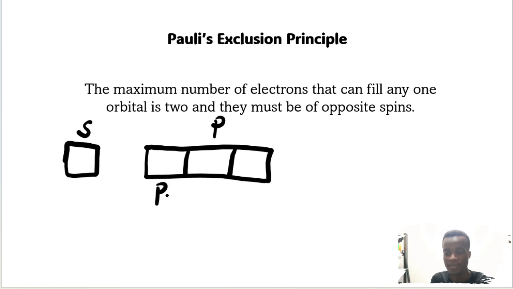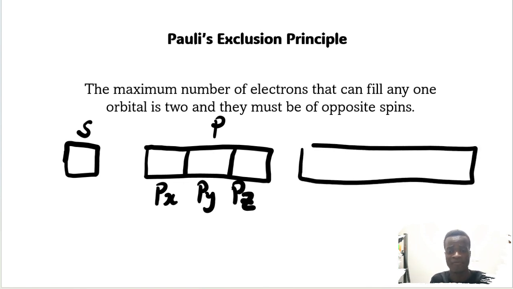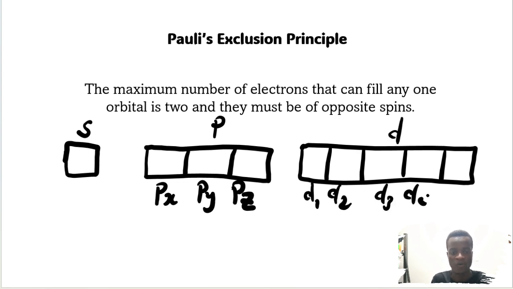So this is a px, py, and a pz. So this one has 3, and the d orbital has 5 suborbitals: 1, 2, 3, 4, 5. You call these d1, d2, d3, d4, and d5. So there are basically two types of orbitals: the non-degenerate orbitals and the degenerate orbitals. Whatever principle we are going to apply applies to all of them. So I'm going to be using these two in the meantime.